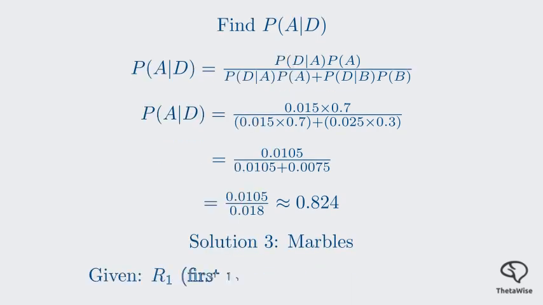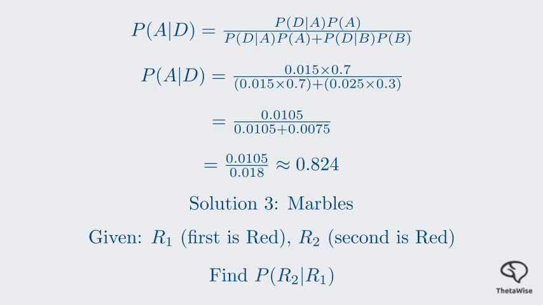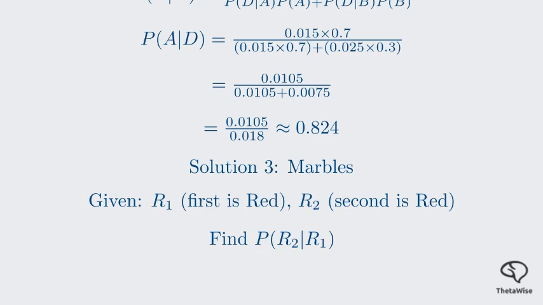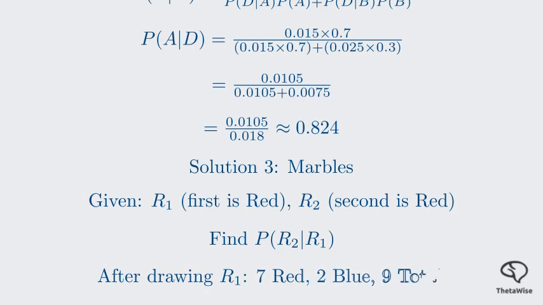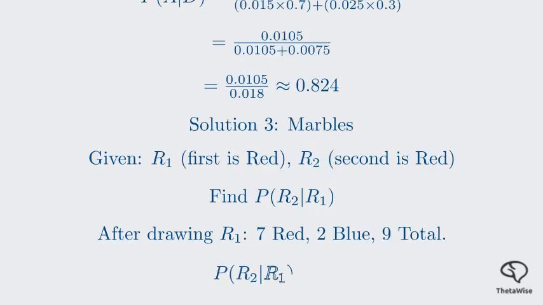Solution for question 3. This one is a conditional probability problem. We are given that the first marble drawn was red. This changes our sample space. Before the first draw, there were 8 red marbles. After drawing 1 red marble without replacement, there are now only 7 red marbles left, and a total of 9 marbles. So the probability of drawing another red marble is simply 7 out of 9.